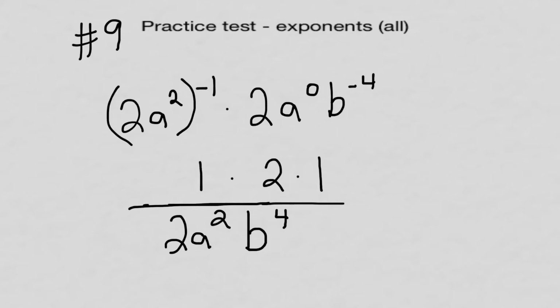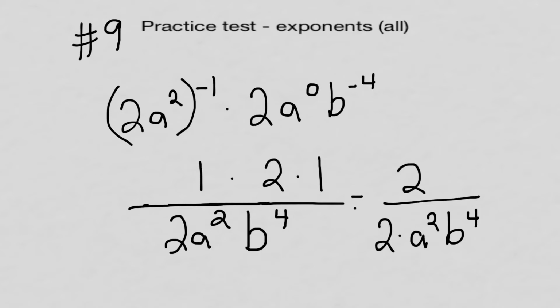Now I just got to clean it up. 1 times 2 times 1 is going to give you 2 on top. On the bottom, you get 2 times a squared b to the 4th. And I hope you see that these cancel out. When everything cancels out of the numerator, it implies you've got a 1. I would strongly suggest, if you've got the time, and I think most of you do, that you watch this video again.